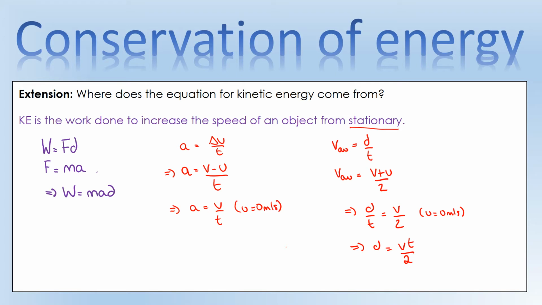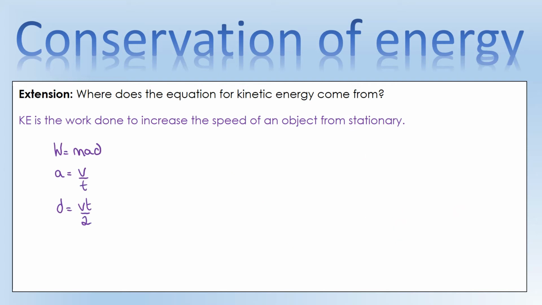We can do the same thing for distance. We know that average speed is distance over time. That's going to mean that average speed is also the final plus the initial divided by 2, because that's just us calculating the average. Equating those two things together, we get this expression here, where again we've removed u because u is 0. So we've got distance is speed times time divided by 2. This v here is the final speed of the object, incidentally.